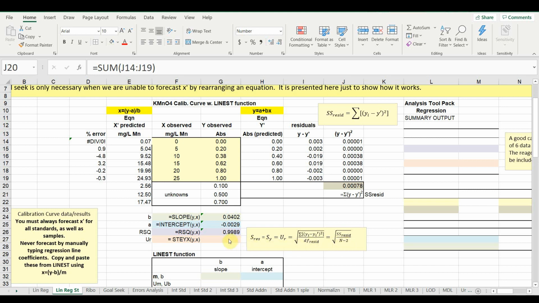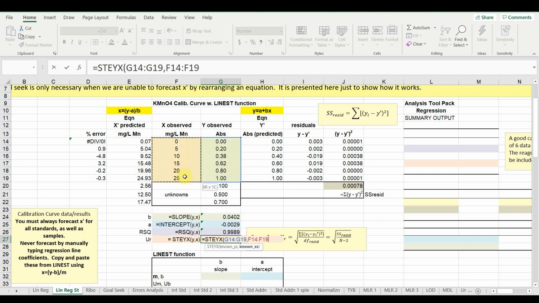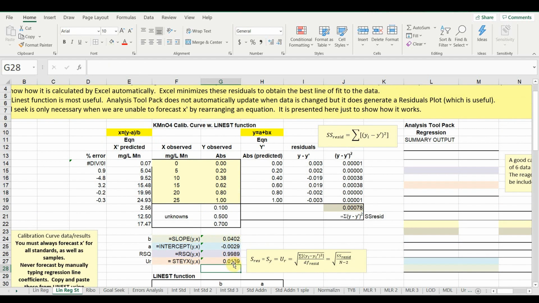So right here, there's a function for this in Excel. It's equal to STEYX. Let's do that. Equals STE. There it is, YX. So tab, and just follow the prompts. The known y's are here, comma, known x's are here, close bracket. There's the standard error of the regression, 0.139. This is used to calculate the standard uncertainty of a forecasted value, a forecasted concentration value, as you will see.